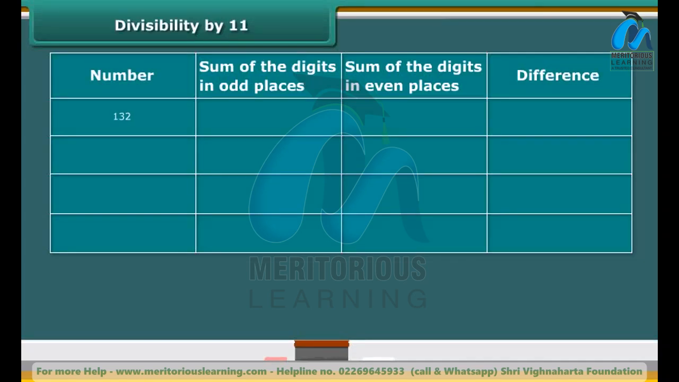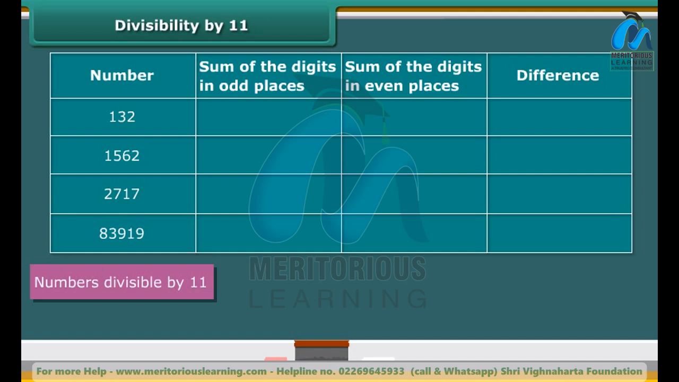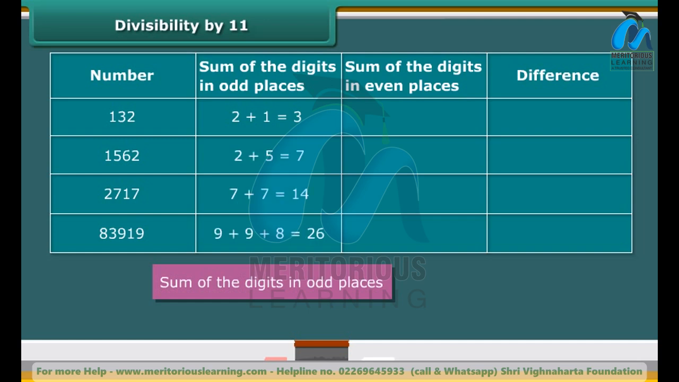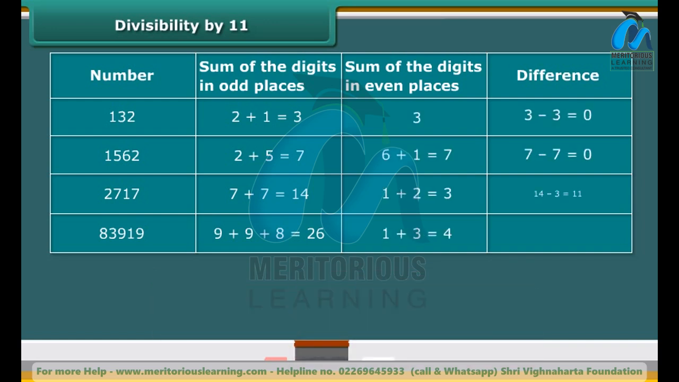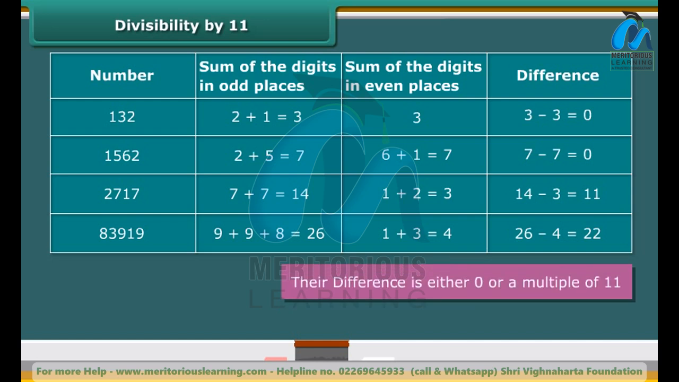Consider the numbers 132, 1562, 2717 and 83,919. All these numbers are divisible by 11, as can be checked by direct division method. Consider the sum of the digits of these numbers in the odd places, starting from ones place. Likewise, consider the sum of the remaining digits or the digits in the even places. Compute the difference between the two sums just obtained. The difference is either 0 or a multiple of 11.